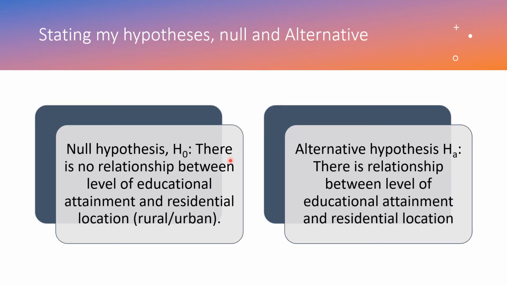In stating my claims, my null hypothesis states there is no relationship between level of educational attainment and residential location. My alternative hypothesis states that there is a relationship between level of educational attainment and residential location.